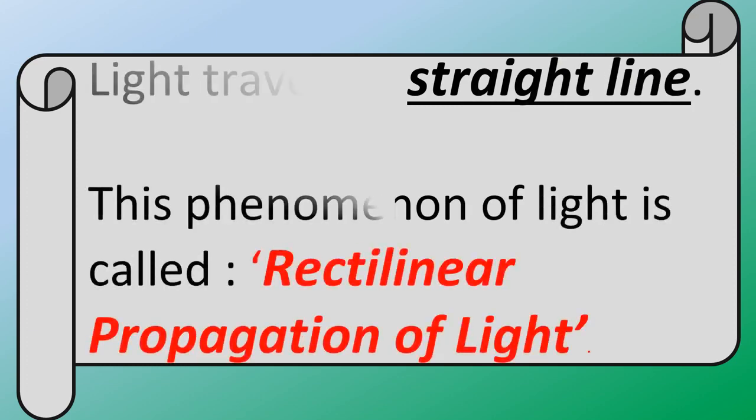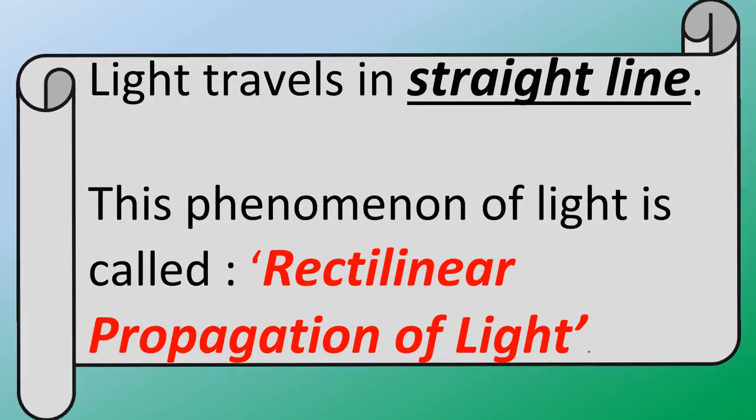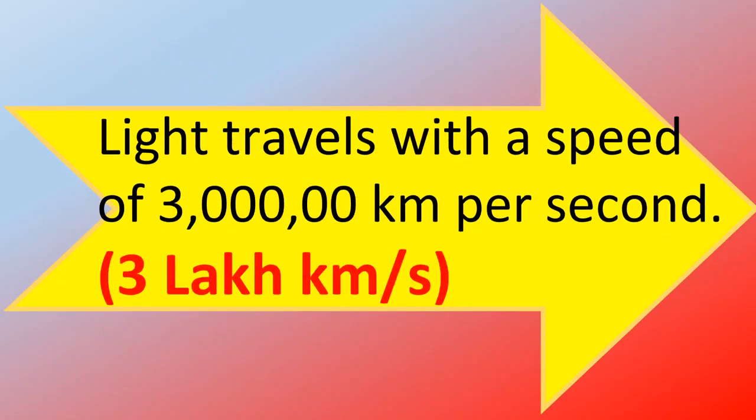Students, do you know light travels in straight line and this phenomenon of light is called rectilinear propagation of light. After learning about how a ray of light moves, let us now try to guess with what speed does it move. Let me tell you. Light travels with the speed of 3 lakh km per second. Isn't it amazing?